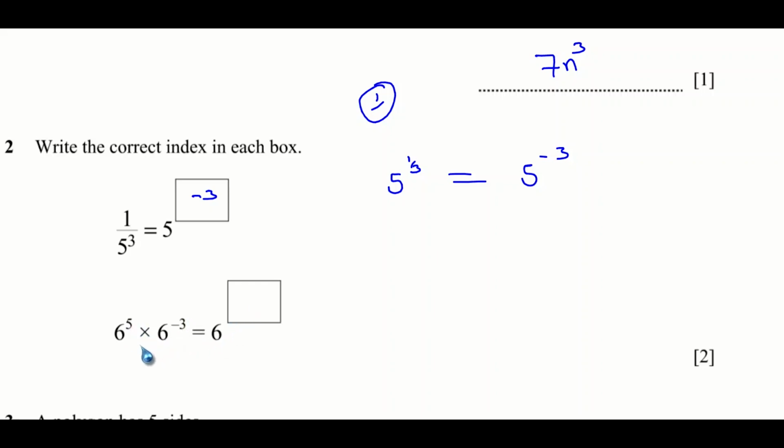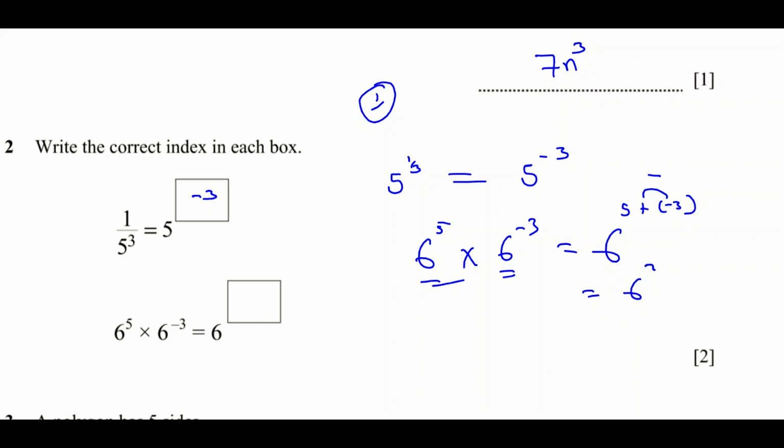Then the second one, 6 to the power of 5 multiplied by 6 to the power of -3 equals to what? So this is the multiplication law of indices. We have two indices, 6 to the power of 5 multiplied by 6 to the power of -3. So they have the same base. So you pick one, then you add the powers. So 5 add -3. So these two signs combine together to become negative. So that will be 5 minus 3. That will be 2. So our final answer is 6 to the power of 2. So you have 2 here.